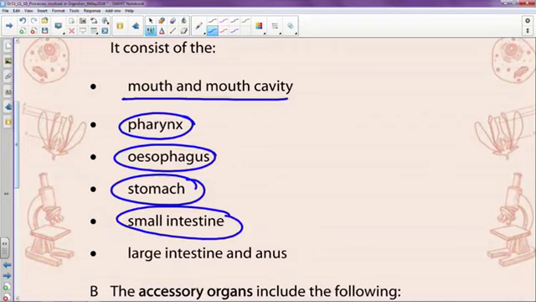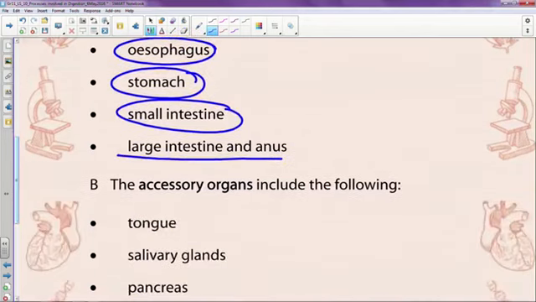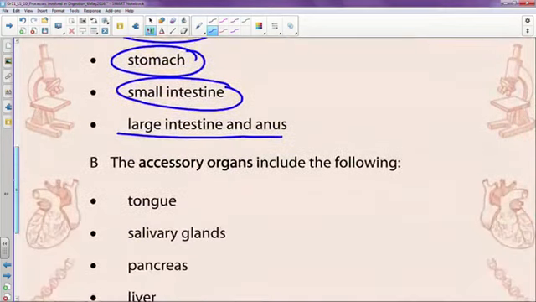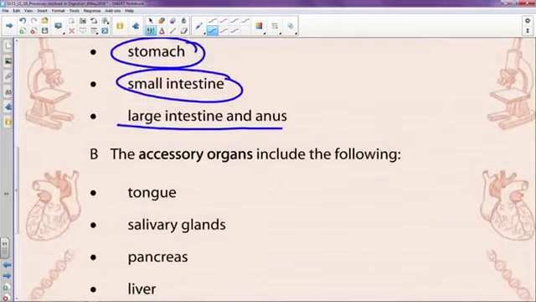and then the small intestine and how the process of digestion occurs in there. We end off with the large intestine and the anus, which then wraps up the main parts of the alimentary canal. We also know that there are other organs associated with the digestive system or the alimentary canal, and we refer to these as the accessory organs.